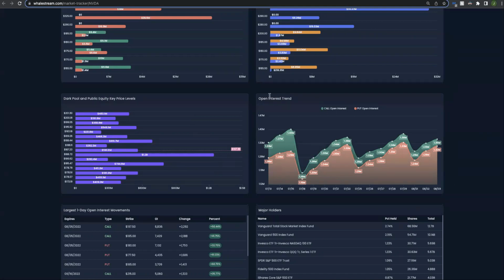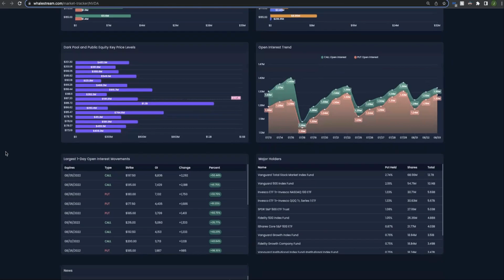The open interest trend is just the total open interest over the last, I think it's like 10 days or so, of calls and puts. So the total amount of calls, total amount of puts over the last 10 or so days, just showing it visually so you could see the increase and decrease and how it has changed over the past week or so.